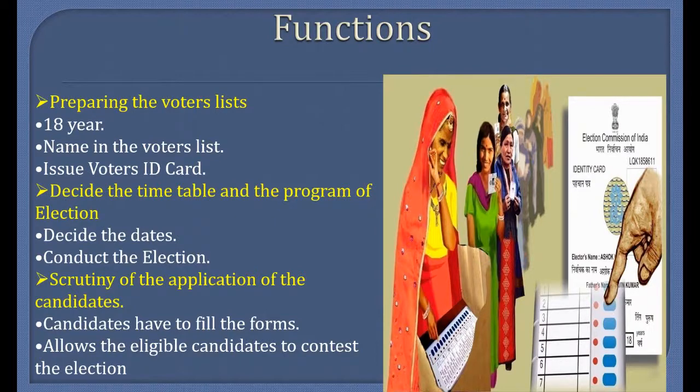Let us move to the third one, scrutiny of the applications of the candidates. The word scrutiny means critical examination. So, after the election dates are declared, every political party selects the candidates to contest the election. Some candidates contest the election independently without the support of any political party. Candidates of political parties as well as independent candidates have to fill the application, which includes the information about themselves. The election commission scrutinizes all the applications and allows the eligible candidates to contest the elections. So children, let us move to the next function.